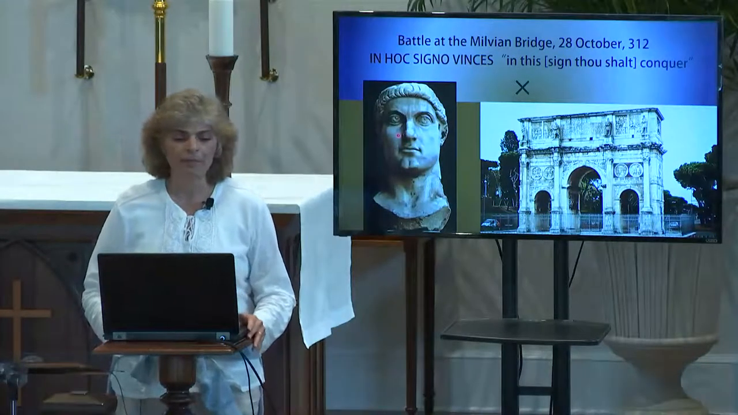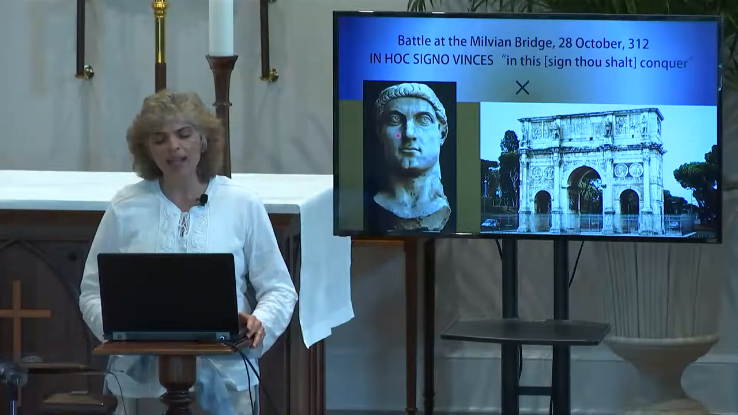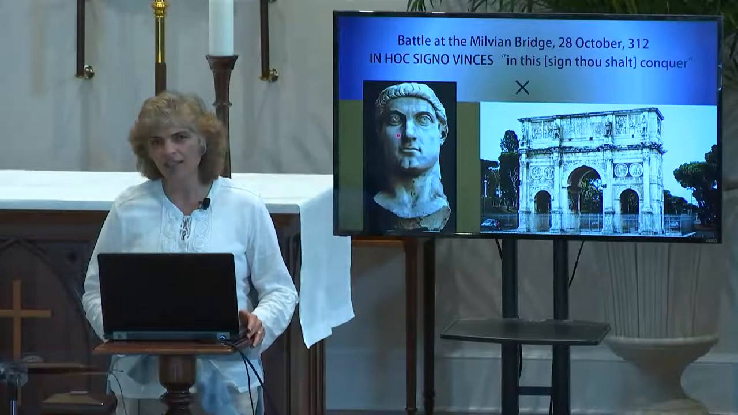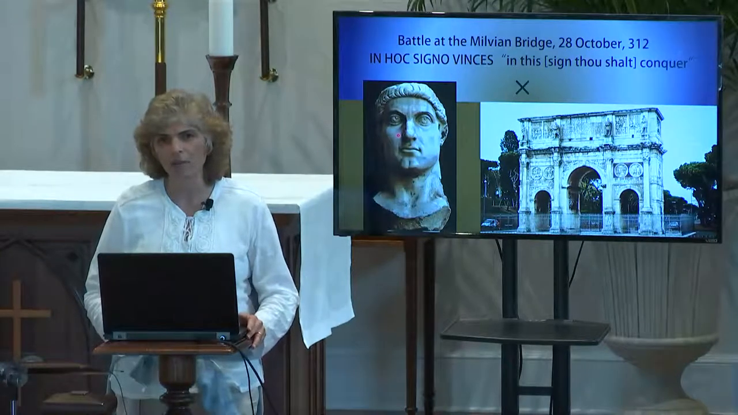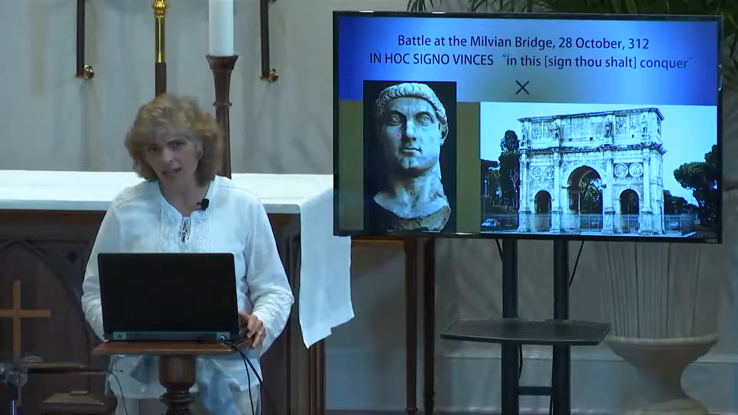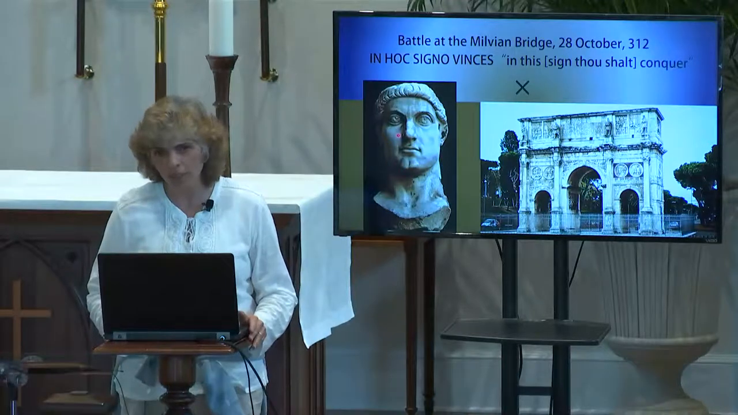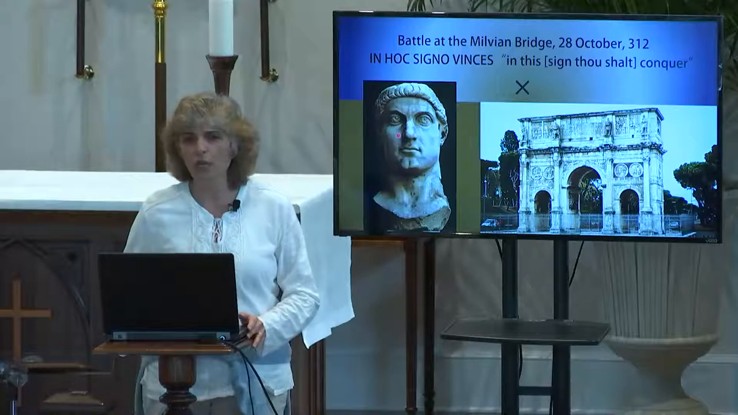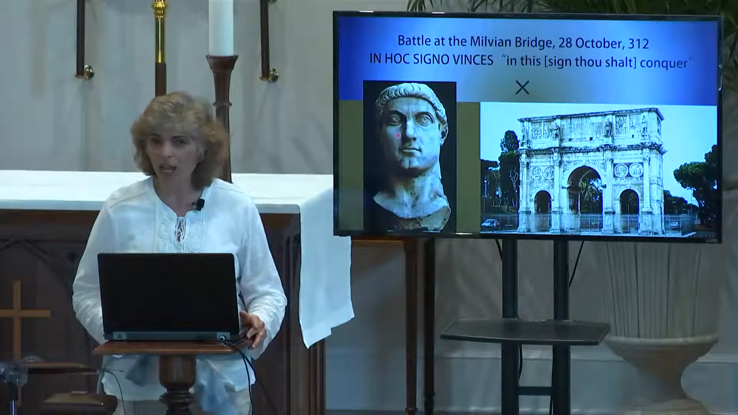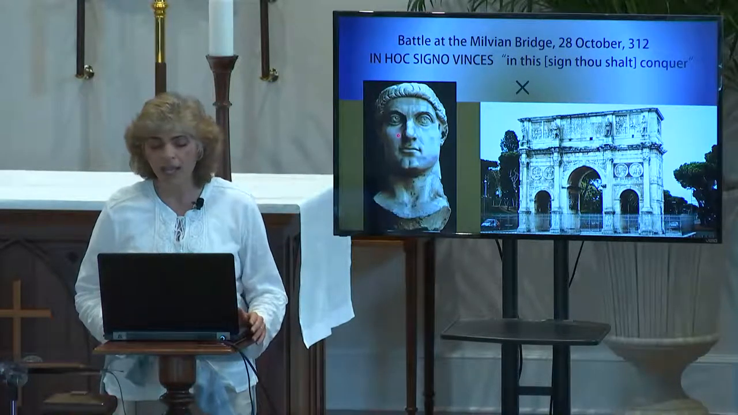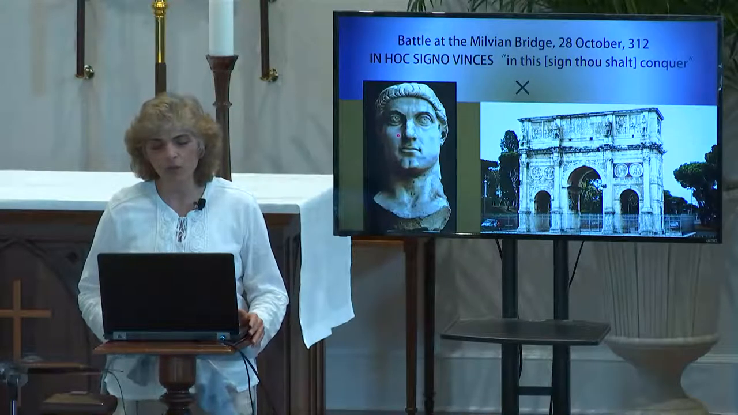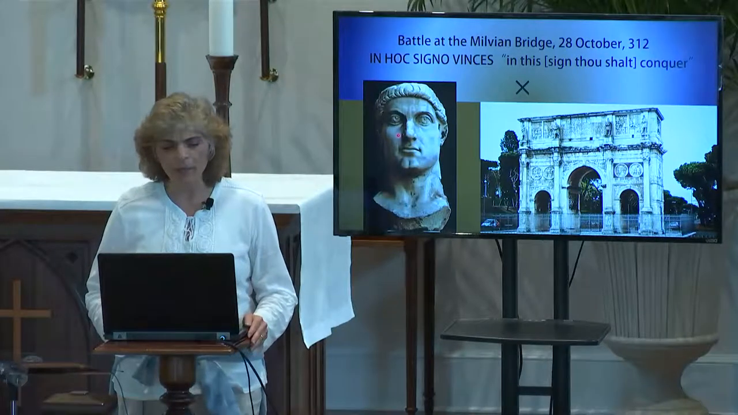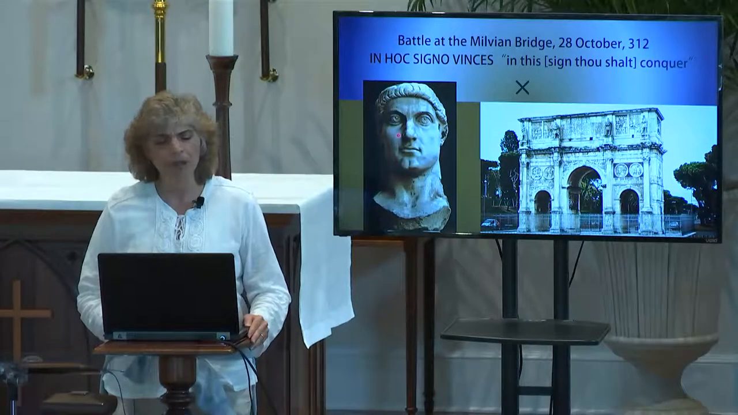On our next slide, I'm going to briefly address the battle at the Milvian Bridge on the 28th of October in 312. Constantine will confront his rival, Maxentius, and against all odds, Constantine is going to emerge victorious. Soon after, he's going to emerge as the sole emperor of Rome. For a short time, Rome was ruled by four, and now with Constantine, he's going to emerge once again as an only ruler.